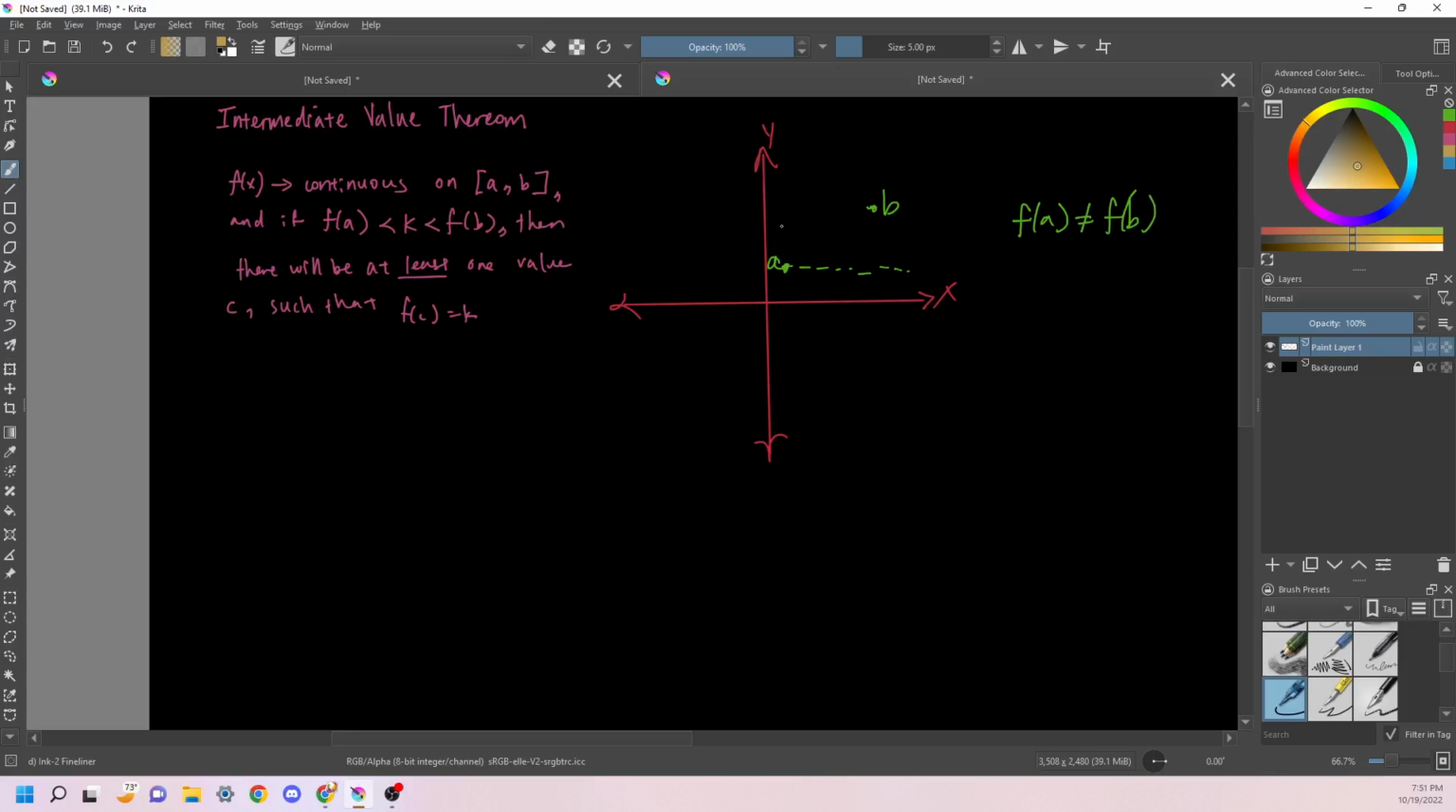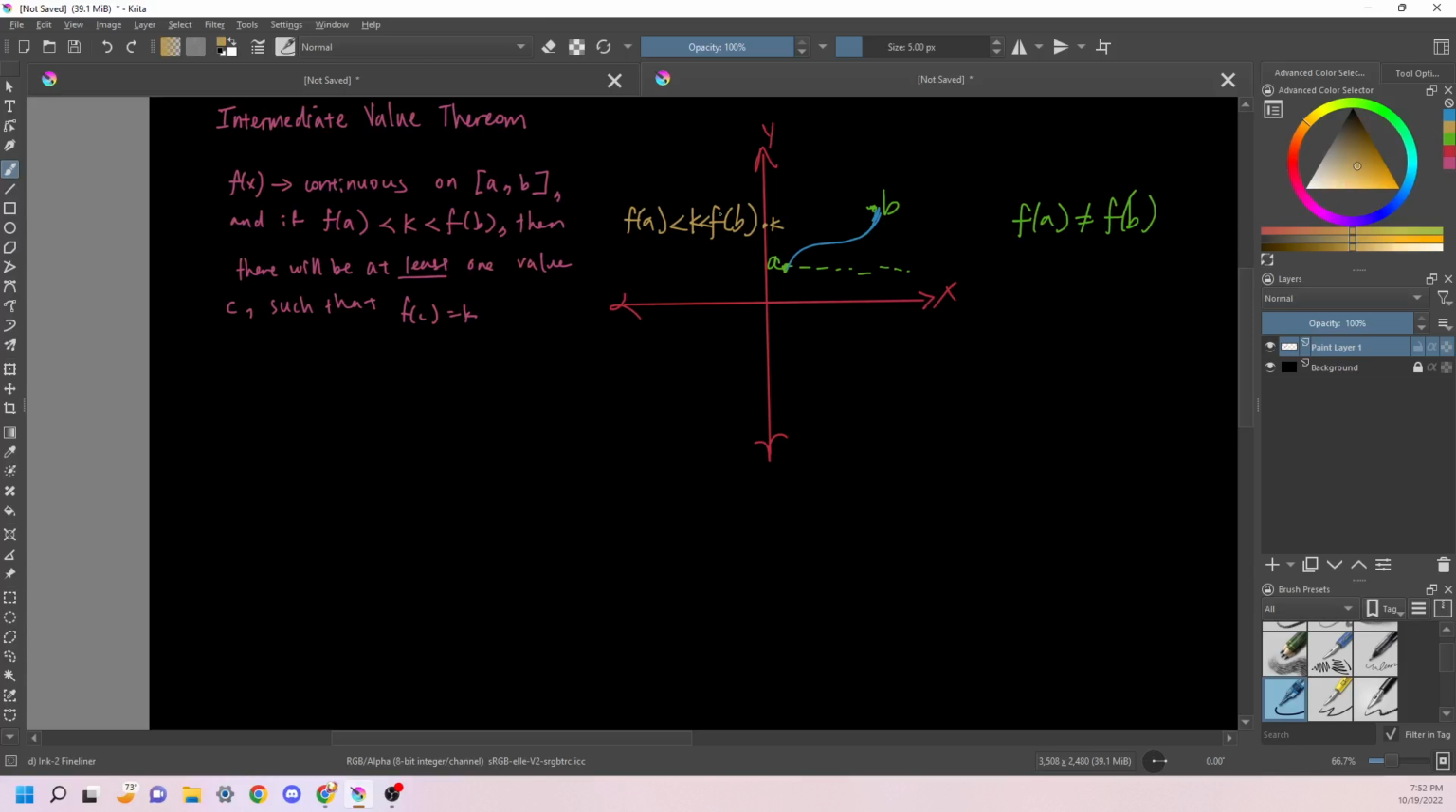And over here, we have, let's say, point K. So this is K, right? Point K. And we know that right here, point K is between f of A and f of B. And then, it basically says that as long as the function is continuous, so let's draw any continuous function on this closed interval, right? Okay, like that, right?